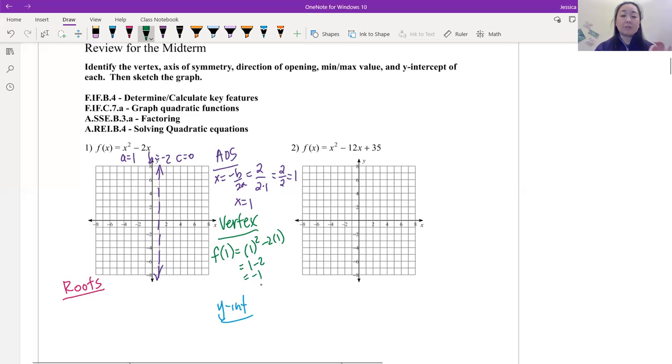If you leave your answer like that, it's wrong because that's not the vertex, right? That's just the y coordinate of the vertex. What is the vertex? 1, -1. So it has to be written as a point. A vertex is a point, so make sure it's written as a point. So here we go, 1, -1 right here. That's my vertex, just like that.